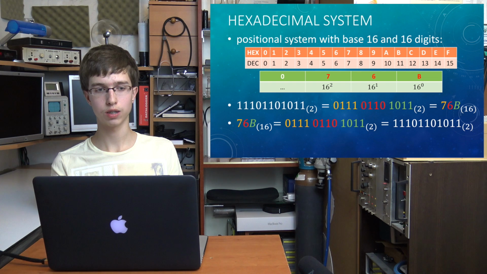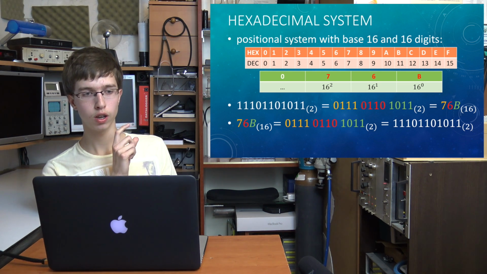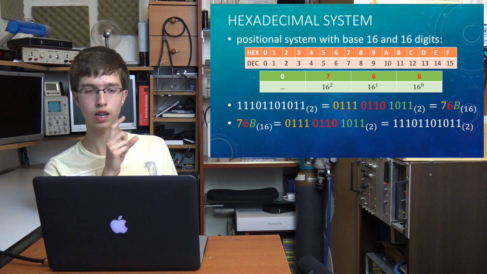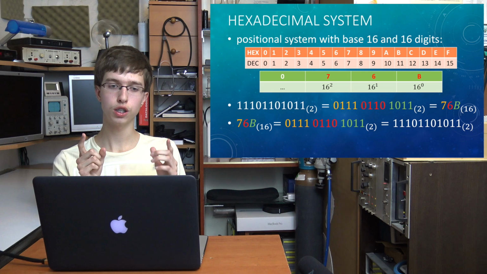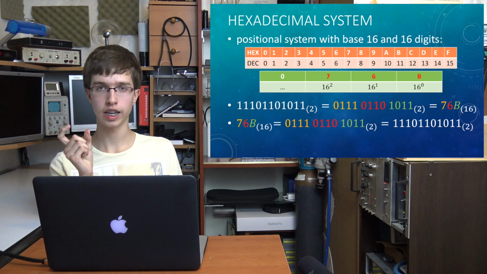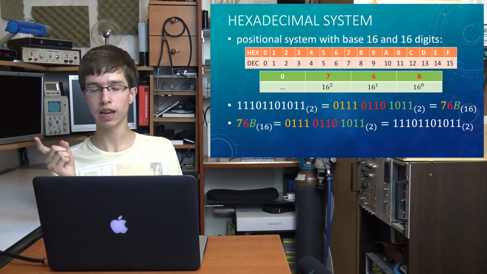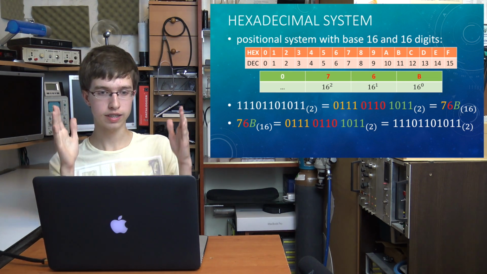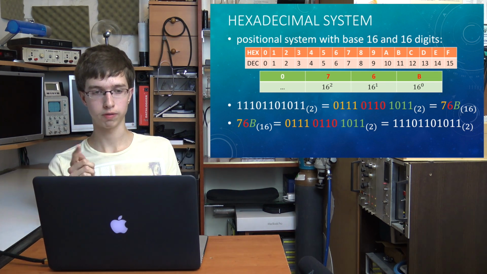And finally, the hexadecimal system, which is a positional system with base 16 and 16 digits. And here we have this table of digits in hexadecimal and numbers in the decimal system. We can see that digits from 0 to 9, including them, are equal, but when we go to 10 in decimal, it is A in hexadecimal. Then we have B, C, D, E, F for 11, 12, 13, 14, and 15. So it has 16 digits from 0 to 9 and from A to F.